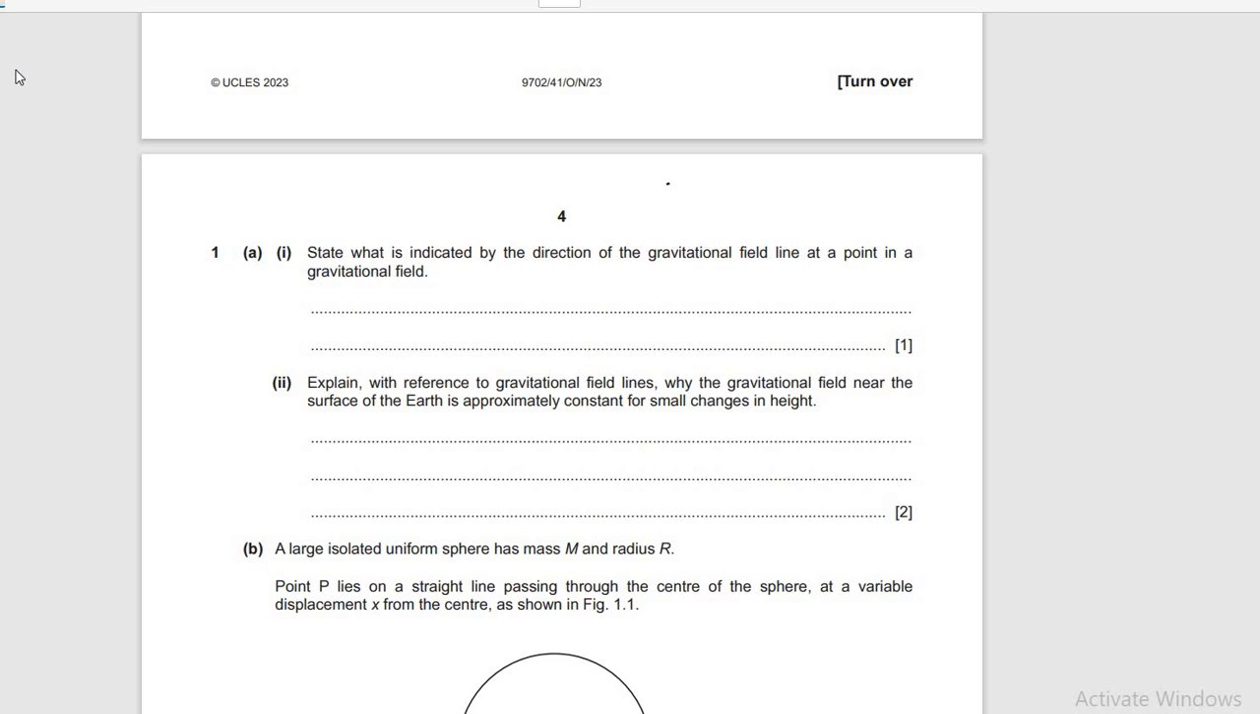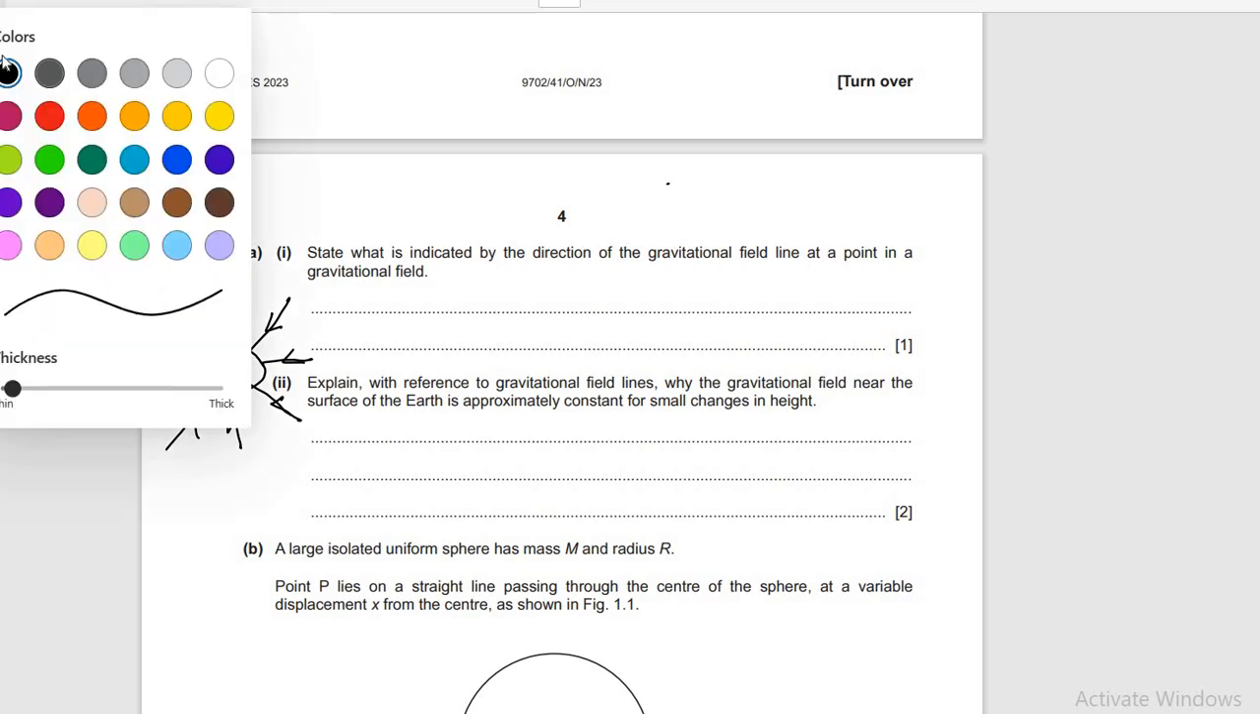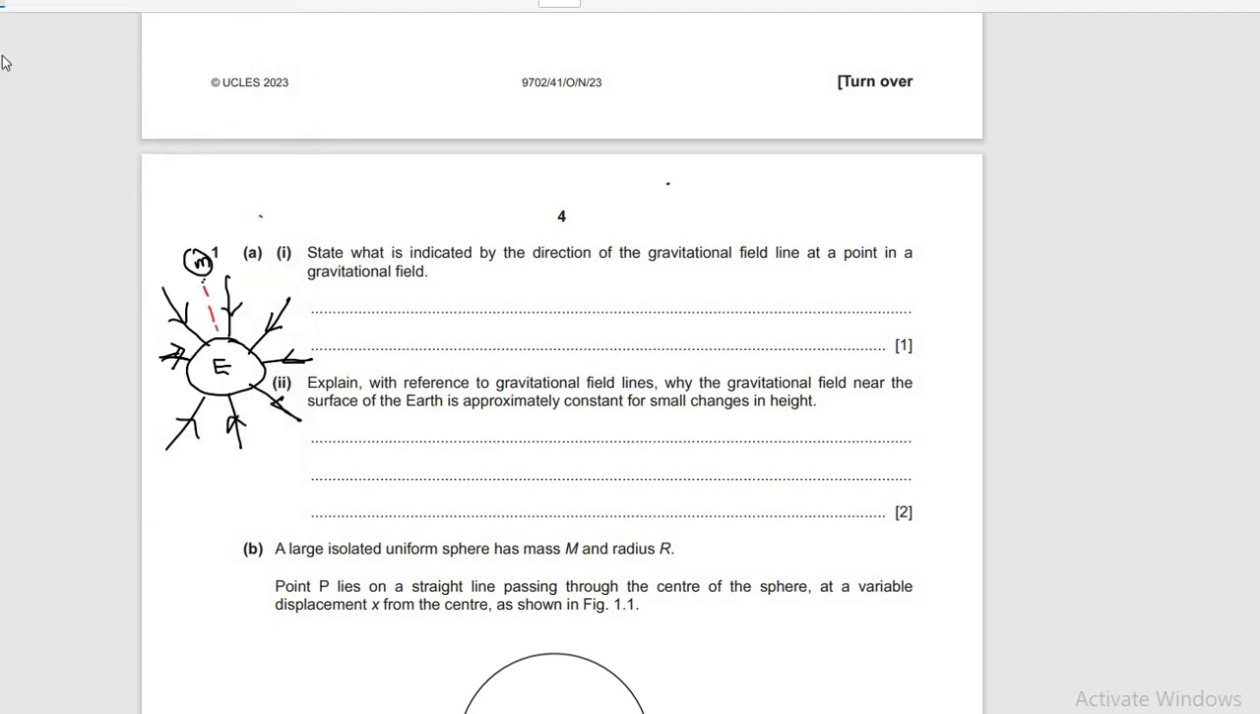Let me quickly explain it. The Earth is assumed to be spherical. The gravitational field line around the Earth is radial and it's always inward, like this. It means that any object, any mass placed around this line, will be attracted toward the center of the Earth. Let's say this is a mass. So any object or mass placed around this mass will be attracted toward the center of the Earth.